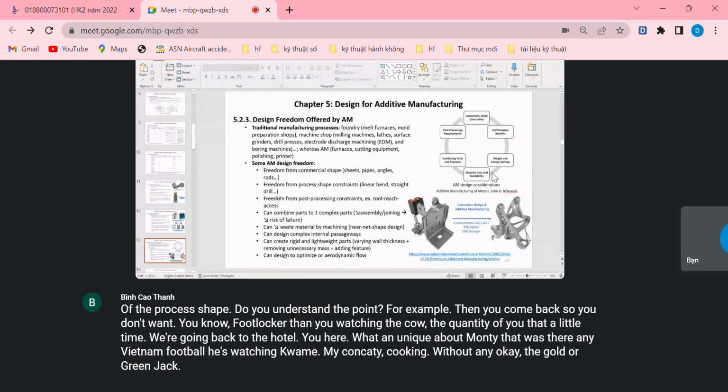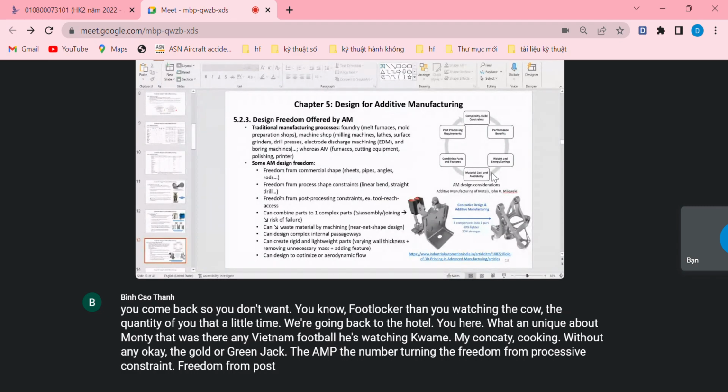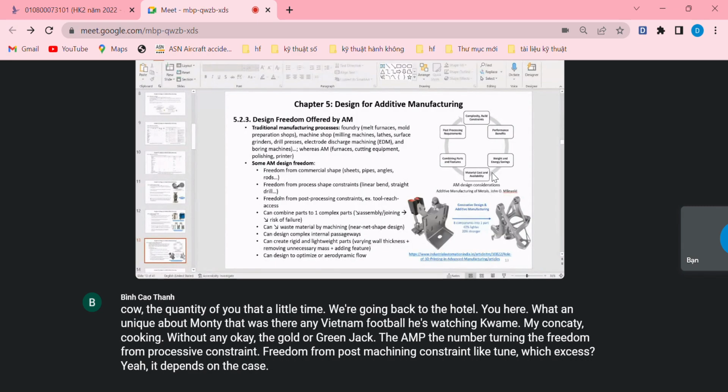And AM can do it, so it has freedom from process shape constraint. Freedom from post machining constraint like tool reach access. Yeah, it depends on the case. Can contribute one part, can combine, sorry, one part to complex part.